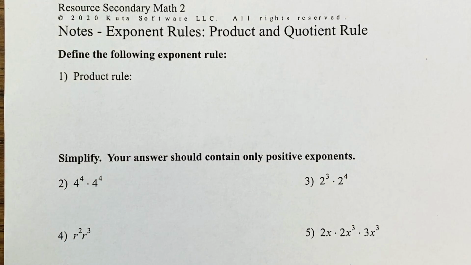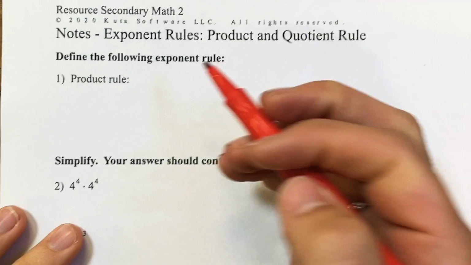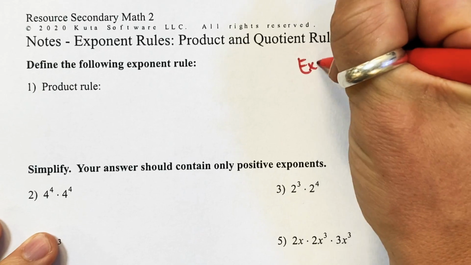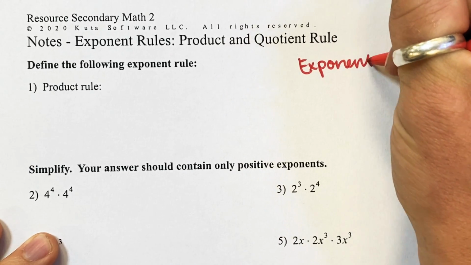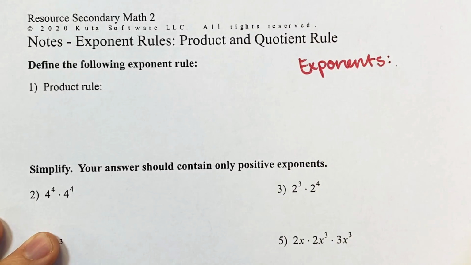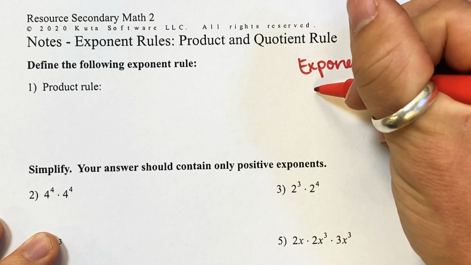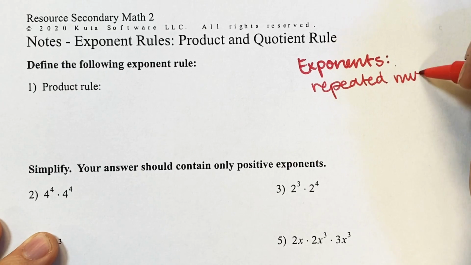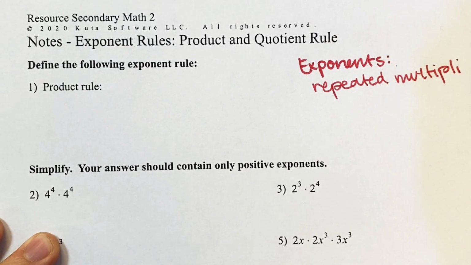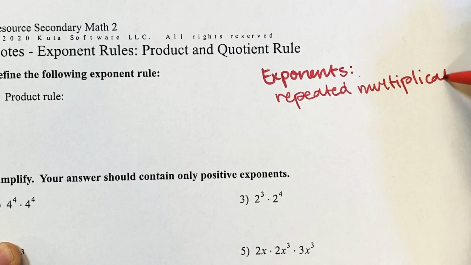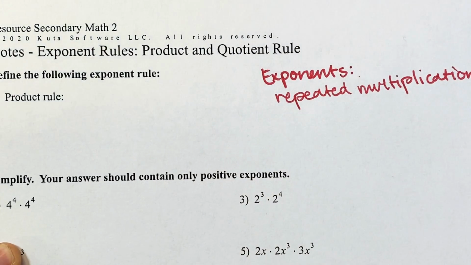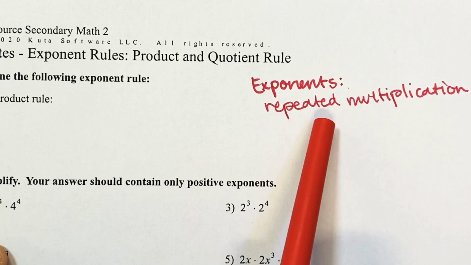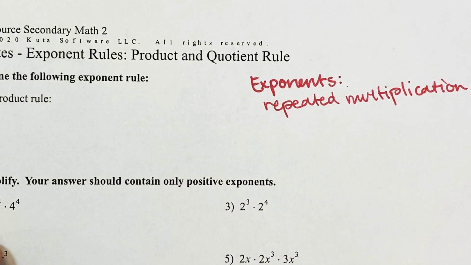But before we do that, let's actually go over what exponents are. Over here, I'm going to define what exponents are. Exponents just means repeated multiplication. Anything that I write on the notes, you should also be writing. So the definition of exponents is just repeated multiplication.